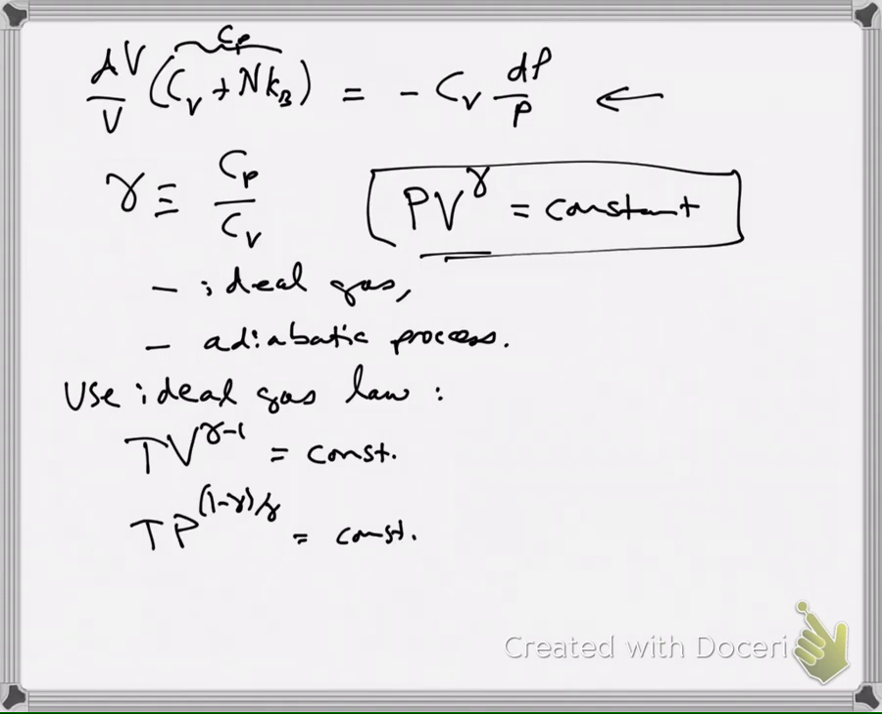But it's just interesting to note you get these power law variations when you're dealing with a system that is an ideal gas and there's an adiabatic process, an adiabatic change in volume going on.